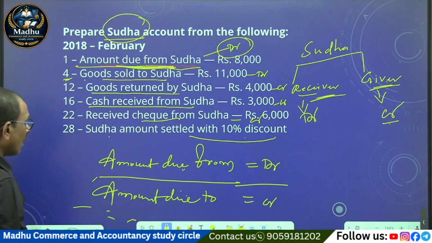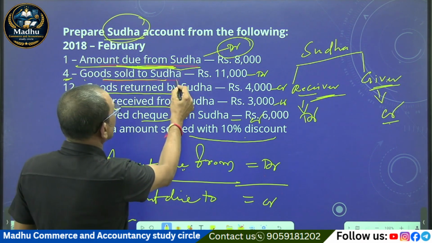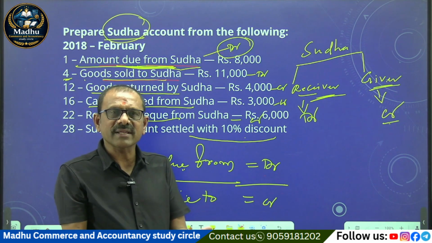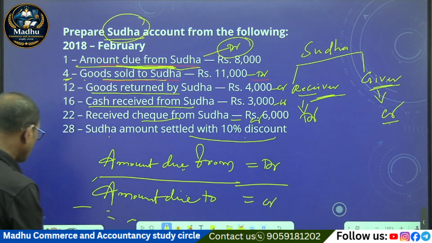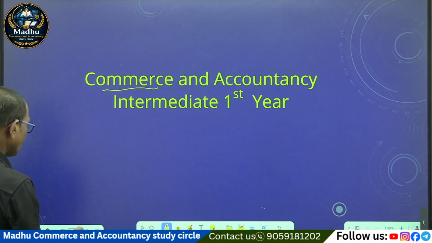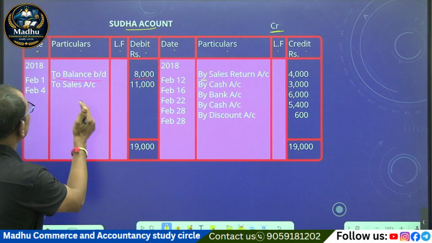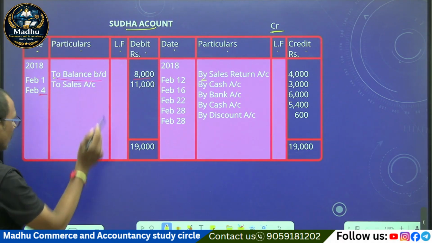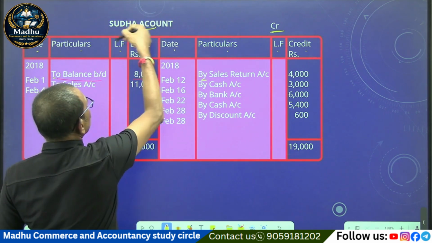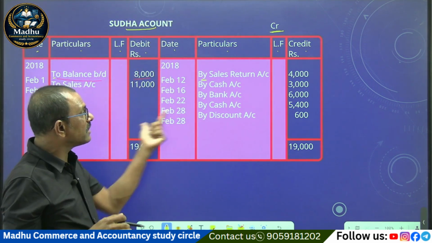Okay. Now here, next one, goods sold to Sudha. We sold to Sudha. Then Sudha is the receiver. Receiver means which side we record here? Debit side. So debit side only. So debit side only we have to write here. Debit side. So what is the date here? 4th February. To sales account. So here we are preparing Sudha account. Don't write Sudha name in this table.